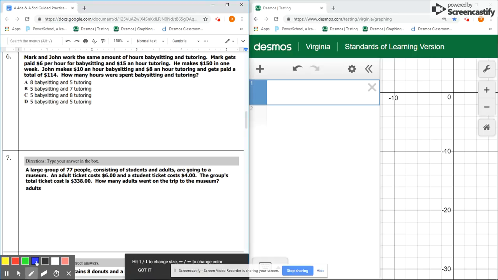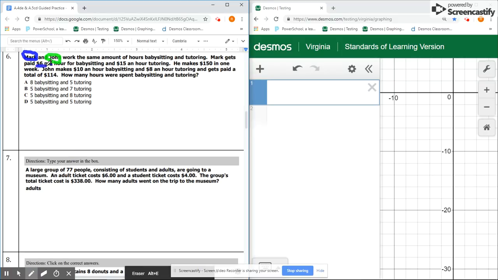So I'm going to take my colors now and we're going to highlight different things. Mark and John, I'm going to do Mark in blue and we're going to do John in green. So for Mark, Mark gets paid $6 per hour for babysitting and $15 per hour tutoring, and he makes $150. John gets paid $10 an hour to babysit and $8 an hour to tutor, and gets paid a total of $114. So we're going to have 2 equations here, one equation for Mark and one equation for John.